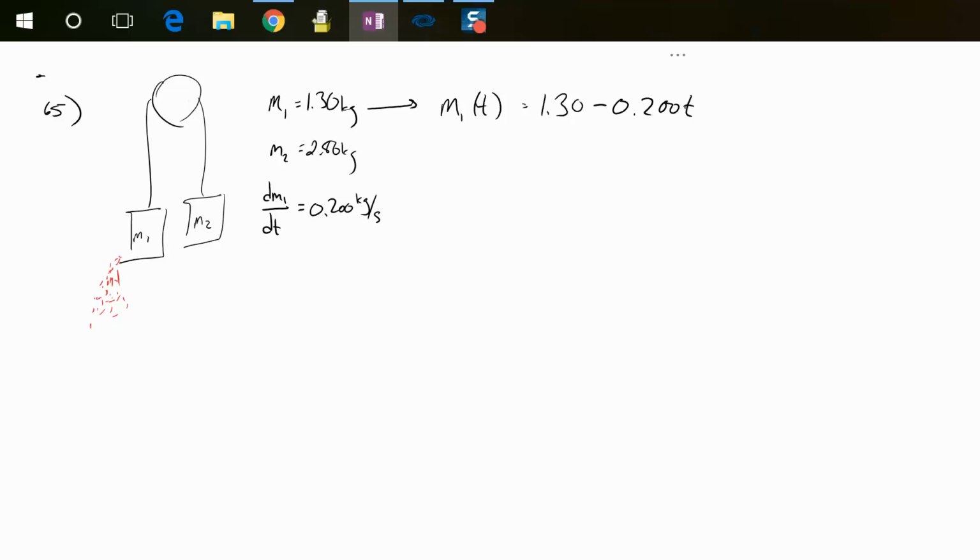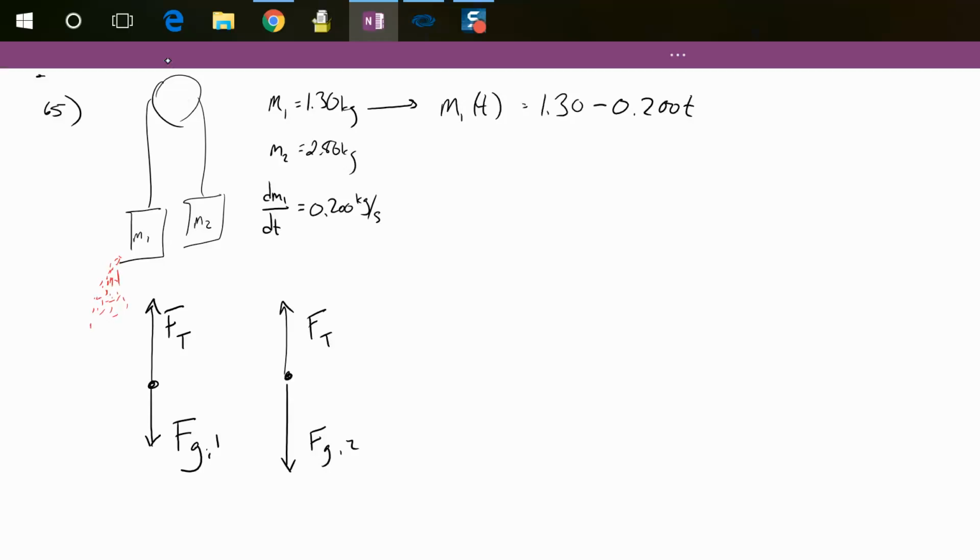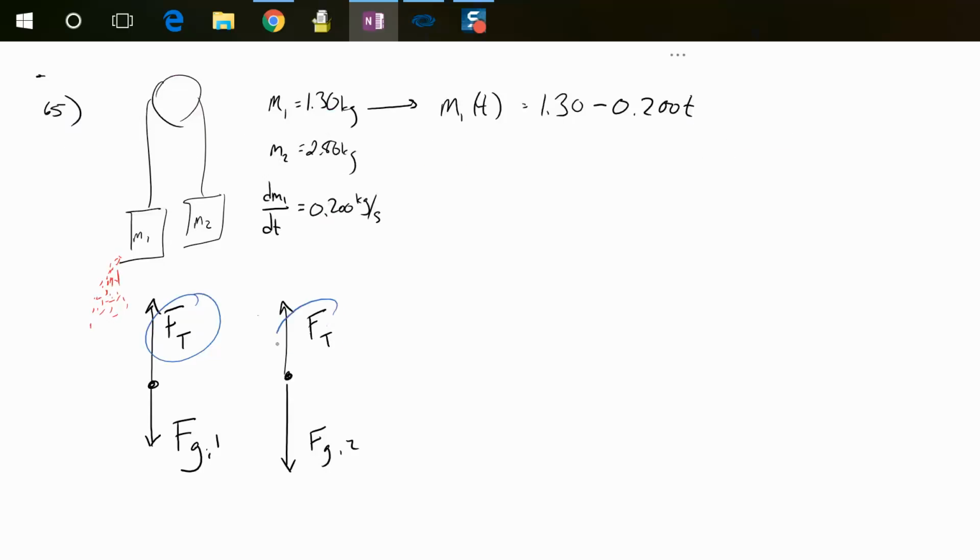Now they want you to find information about the accelerations and such here. And so again, free body diagrams will be the best course of action. So we have the weight on the first one, and then this tension in the rope, FT, just to be consistent. And we have the weight of the second one, which is bigger, which is clearly indicated there, and again, the tension in the rope. Now, one thing to remember, since it's the same rope, it is the same tension.